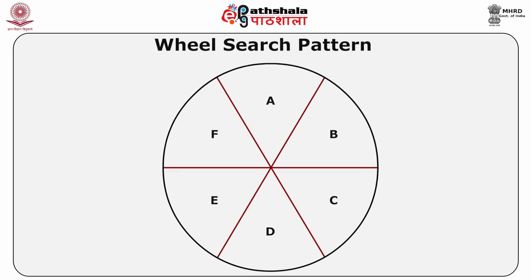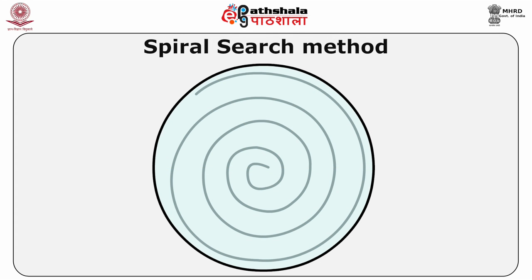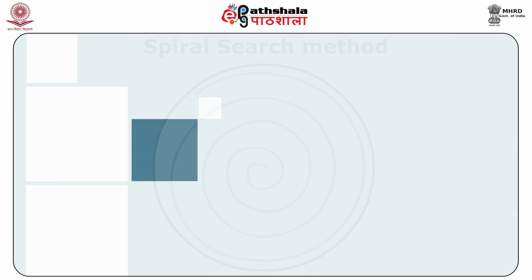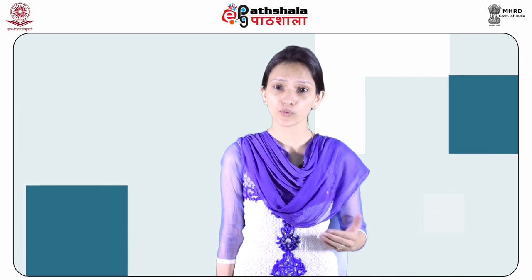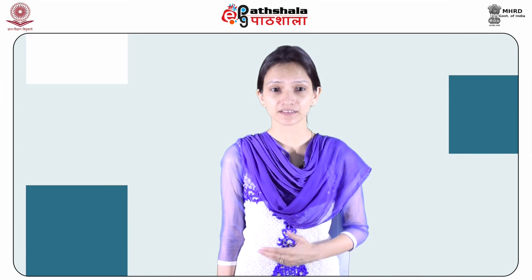Wheel or ray method. Wheel or ray method is best on small and circular crime scenes. Spiral method. It can go internal or external. It is best used when there are no physical barricades present. The given pictures may help us in understanding crime scene search patterns more effectively. Spiral method, grid method, linear method are seen in these pictures.